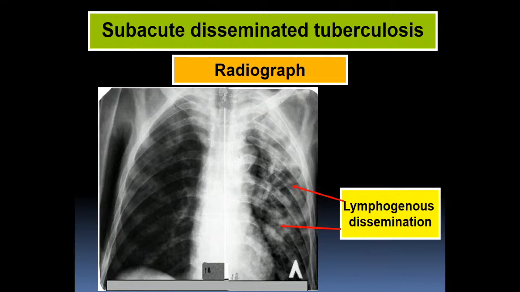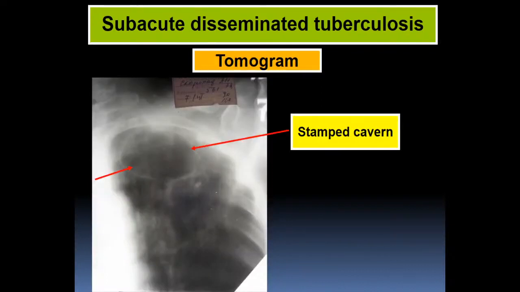On this X-ray, we can see subacute dissemination also, and you can see the left lung is affected more than the right lung. This is not symmetrical localization of focal shadows, as a result of hematogenous dissemination and lymphogenous dissemination.